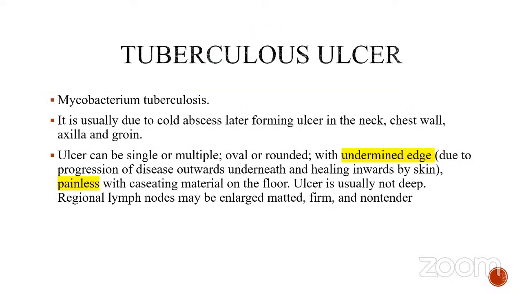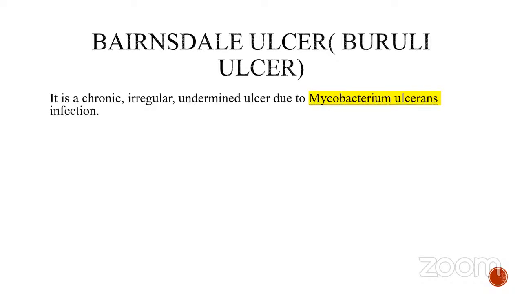That's TB ulcer. And one more organism coming in the TB family is another ulcer, that's Buruli ulcer or the Bairnsdale ulcer. I hope you know the term Buruli ulcer. Buruli ulcer is also called a Bairnsdale ulcer. So here, this is a chronic irregular undermined ulcer due to Mycobacterium ulcerans. Mycobacterium ulcerans comes in the same family of TB.